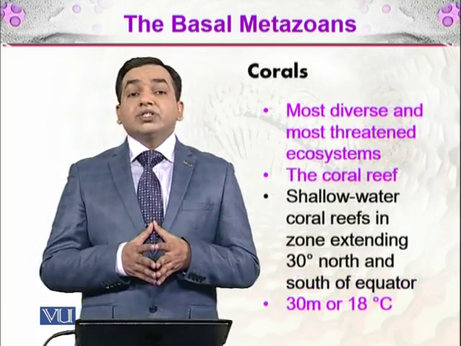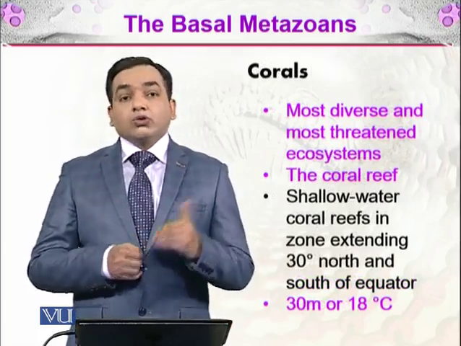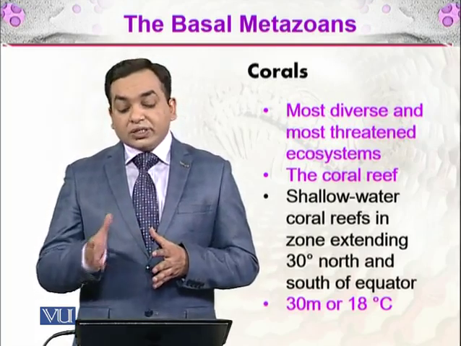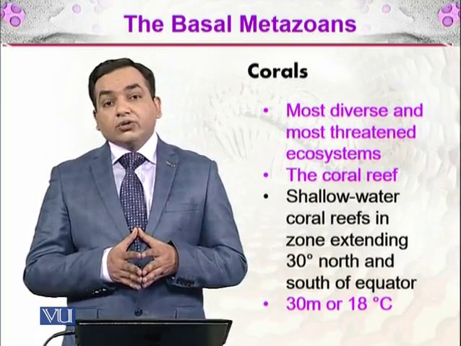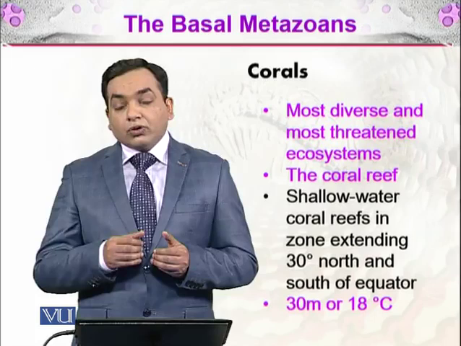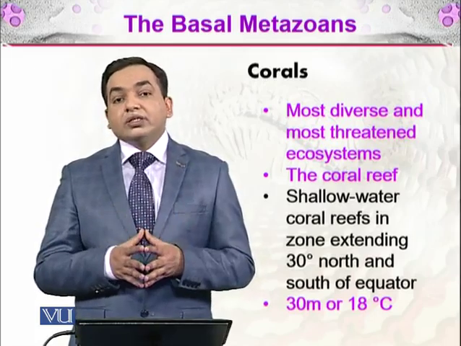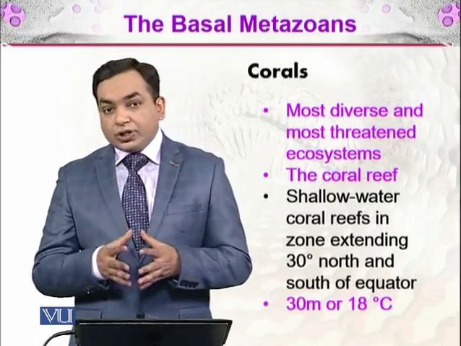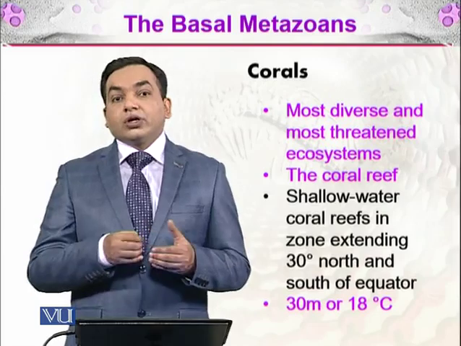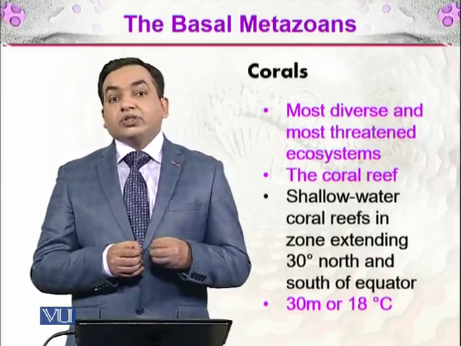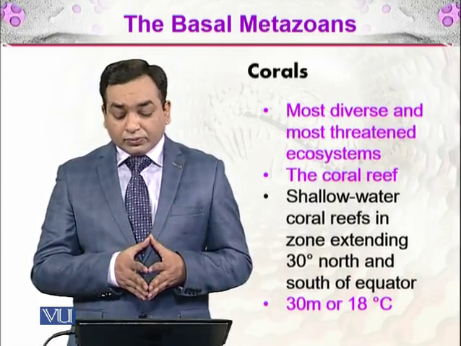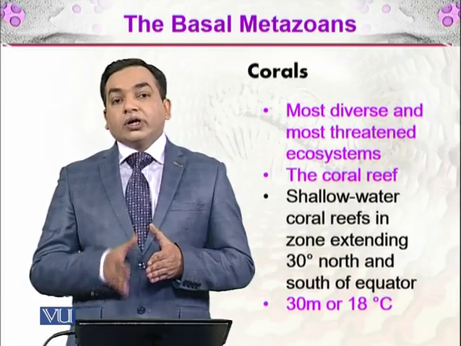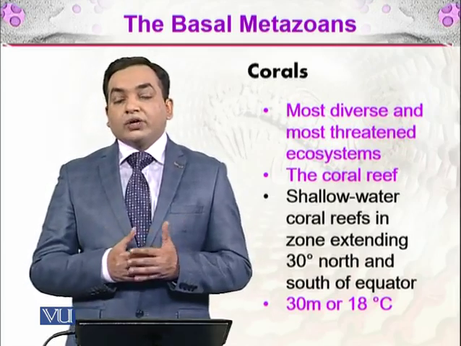And then the last thing, which is about the corals. Corals are the organisms which make the coral reef, and these are very, very important because these are the most diverse and most threatened ecosystem on the planet's surface. The coral reefs contain so much diversity that most of the plant species and animal species which depend on the corals or use the habitat of the corals are present in the coral reef.